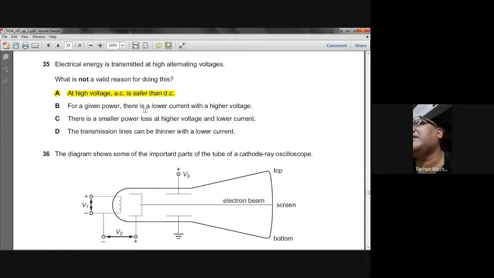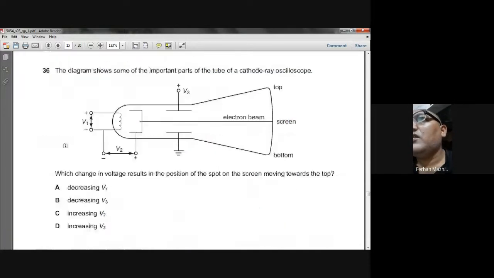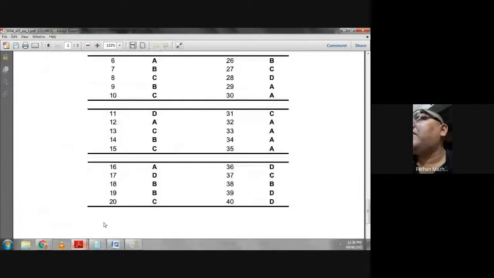For a given power, there is a lower current with the high voltage. That's true. There is a smaller power loss at higher voltage and lower current. That is also true. The transmission lines can be thinner with the lower current. That is also true. We were looking for not a valid reason. So A is the right choice. Question number 35, A is the choice.